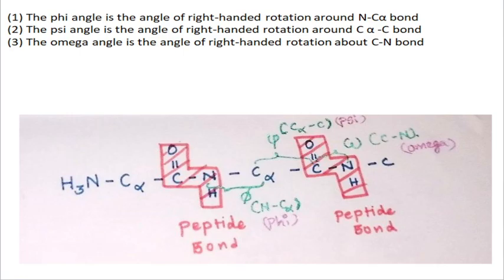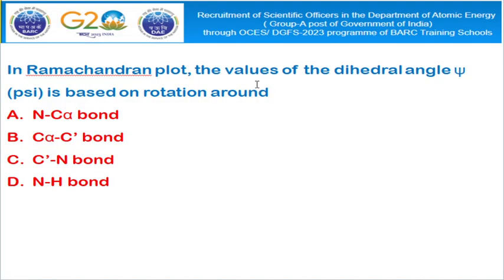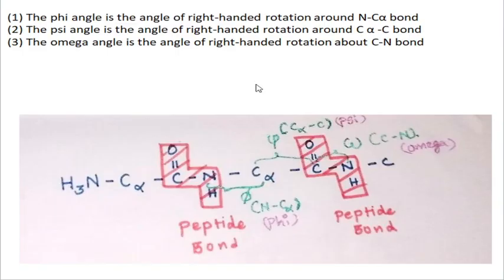Here you should know that the phi angle is an angle of right-handed rotation around the N and C alpha bond, whereas the psi angle is an angle of rotation around the C alpha and C bond. Psi, C-C. Just remember it like that. And the omega angle is an angle of right-handed rotation around the C-N bond. So C-N, just remember cyanogen bromide. So here the psi angle is based on rotation around the C alpha and C bond.